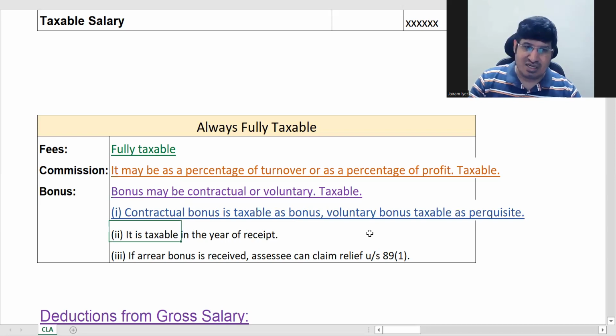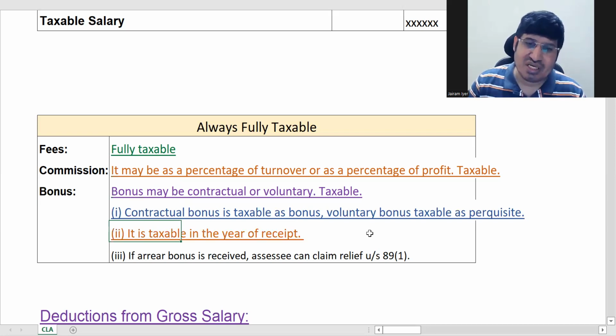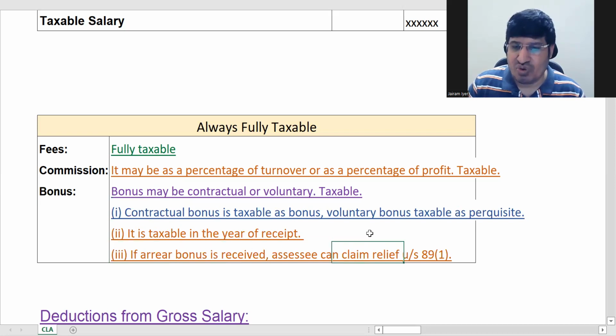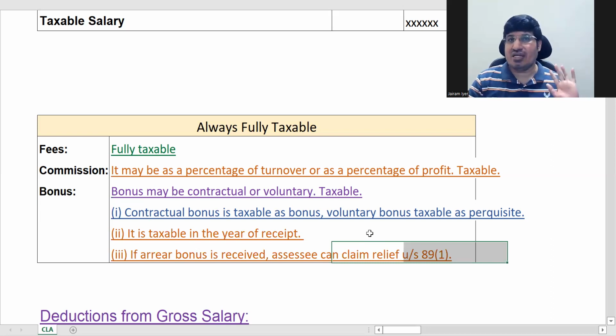And then bonus is always taxable in the year of receipt because you do not know how much actually you will get exactly. Correct? It's always taxable in the year of receipt. If arrears of bonus is received, the assessee can claim relief. As I said, any arrears or advance you are getting, you will get relief if you have not got any deduction and exemption.